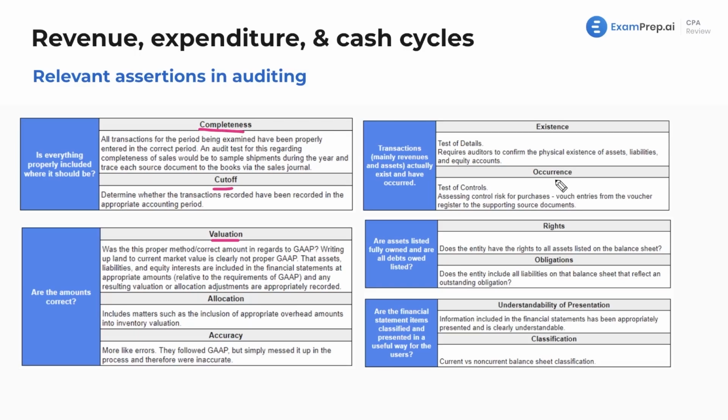However, if we see here, existence has more to do with actual tests of details, which is substantive testing. And that has more to do with the physical existence of assets, liabilities and equity. So we see balance sheets, whereas occurrence has more to do with tests of controls and is mostly transactional. So revenues and expenses. Did that sale actually occur? Did that expense actually occur?